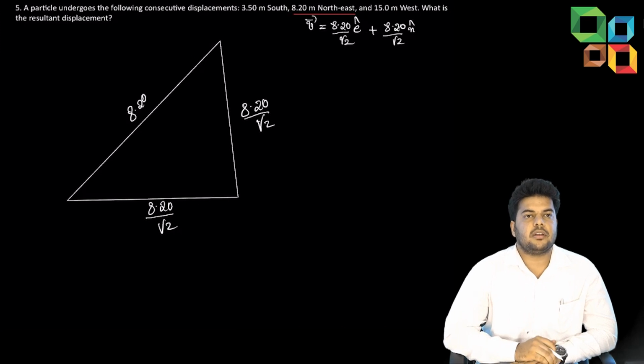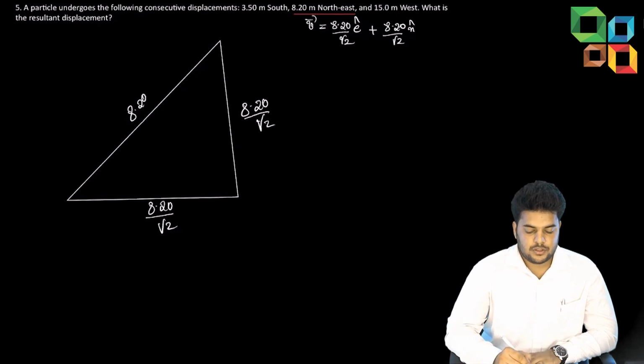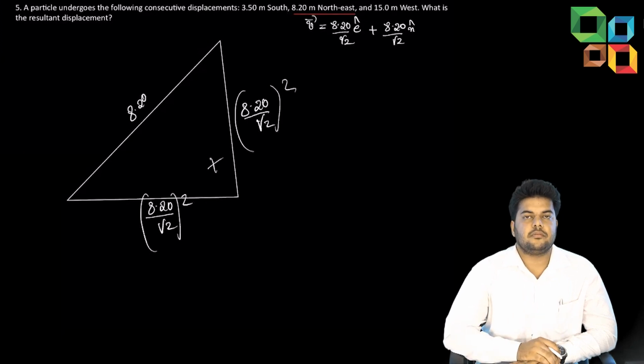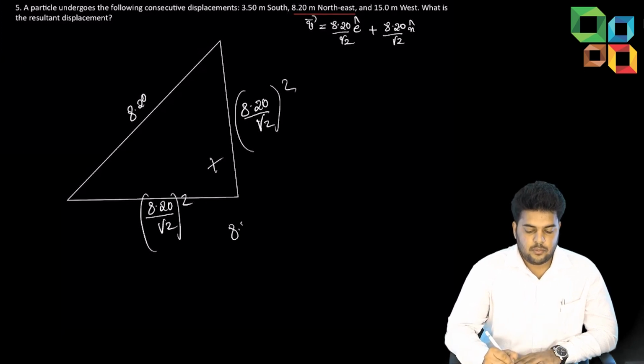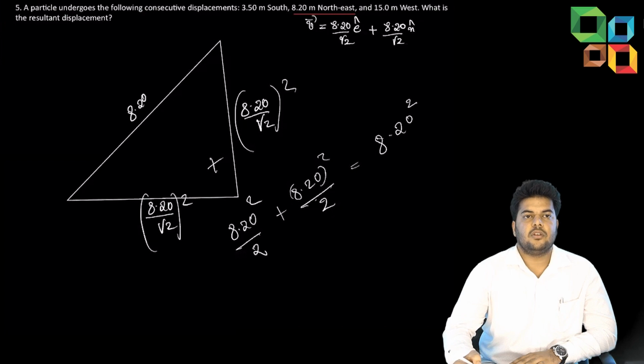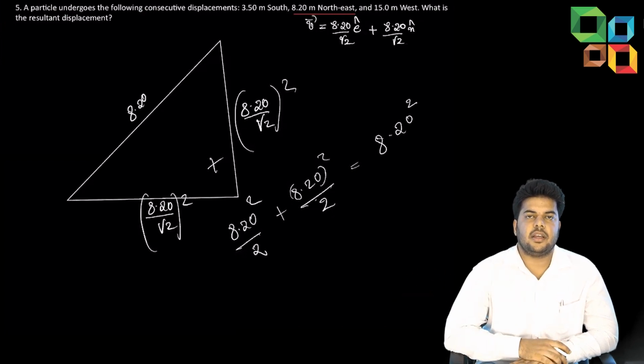Just apply the Pythagorean theorem: square this and square that and add them both. What do you get? 8.20 the whole square divided by 2 plus 8.20 the whole square divided by 2, which comes out to be half of 8.20 squared plus half of 8.20 squared. What does that come out to be? The full 8.20 squared. So the square on the hypotenuse is equal to the sum of the squares on the other two sides. It agrees with the Pythagorean theorem, isn't it?